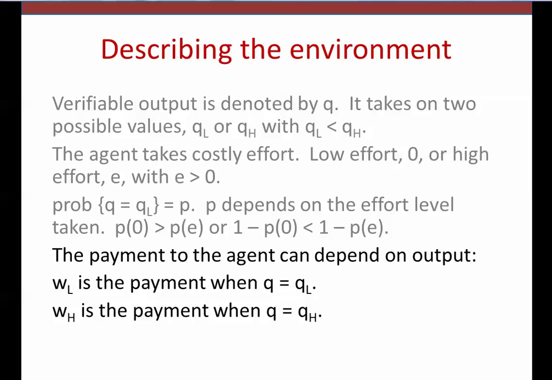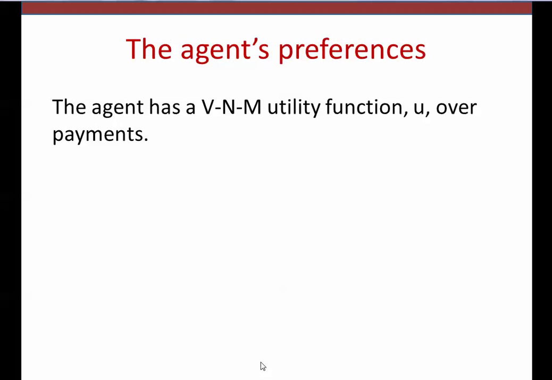Payments can be contingent on output because output is verifiable, so we will let WL be the payment from the principal to the agent when output is QL. WH is the payment from the principal to the agent when output is QH.